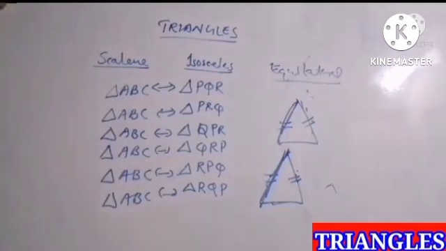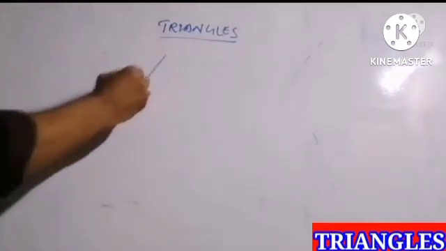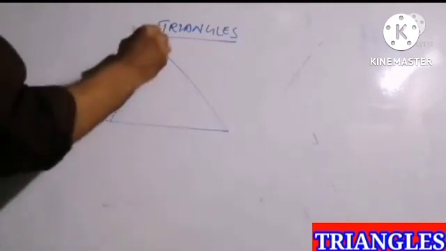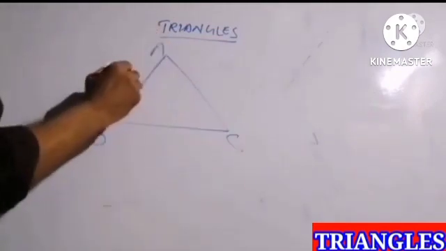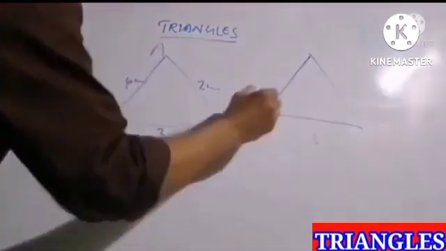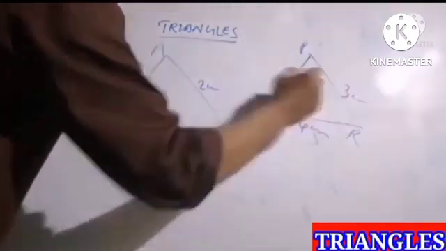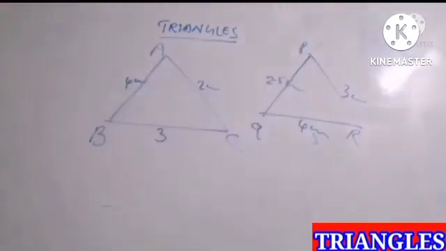Now what are congruent triangles? Two triangles are congruent if their sides are equal and angles are equal. Now see these figures. ABC: 4 centimeter, 3 centimeter, 2 centimeter. Another triangle PQR: 4 centimeter, 3 centimeter, 2.5 centimeter. Can you say these triangles are congruent? Are these two triangles congruent or not?